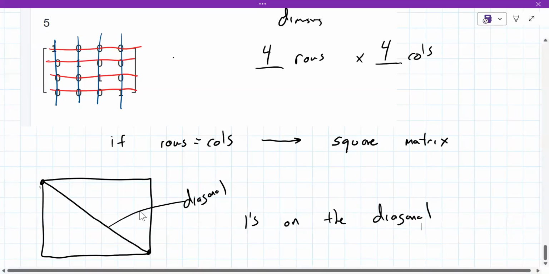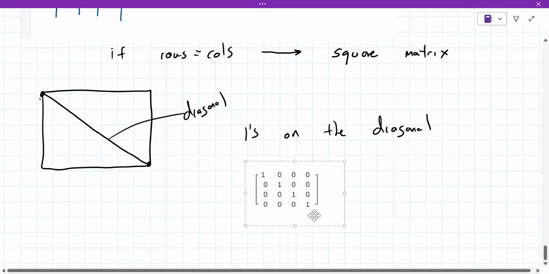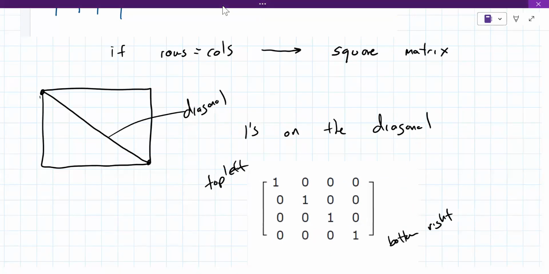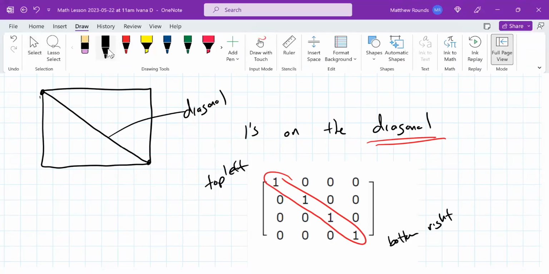Now, unlike rectangles, matrices have only one diagonal. Let me grab another snip of it. The only diagonal in a matrix is the one that goes from top left to bottom right. That is the only diagonal that's allowed. The other direction is not a diagonal. When it has ones down the diagonal, it is called the identity matrix.